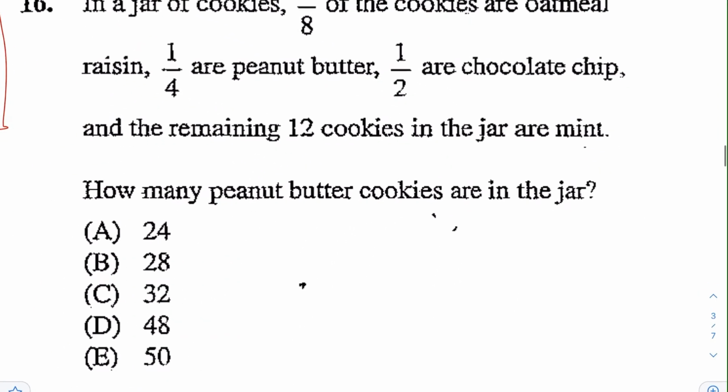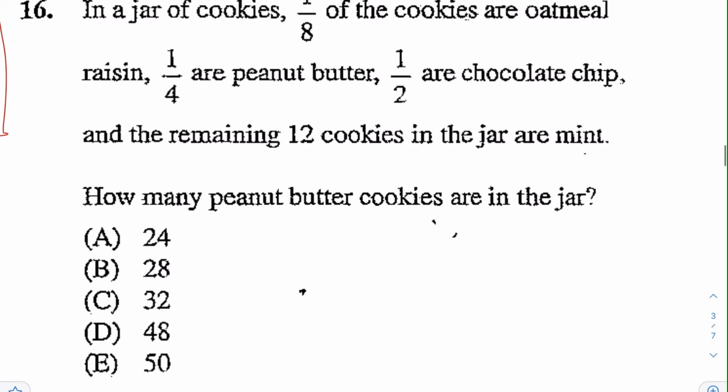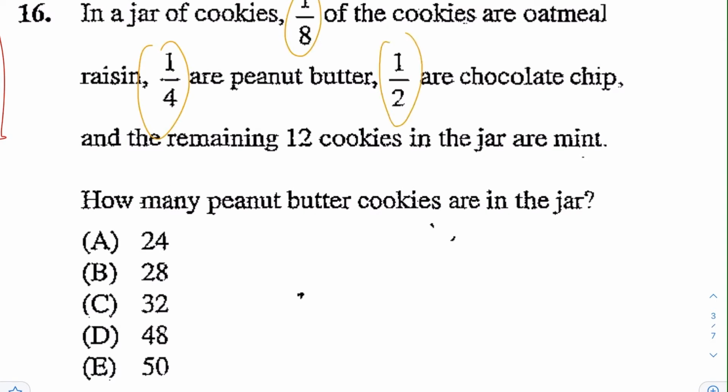All right, next for number 16. In a jar of cookies, 1/8 of the cookies are oatmeal raisin, 1/4 are peanut butter, half are chocolate chip, and the remaining 12 cookies are mint. How many peanut butter cookies are in the jar? So you have 3 parts, the 1/8, 1/4, and 1/2. And if you add these 3 fractions using the LCD of 8, where you have to rewrite 1/8 as just 1/8, 1/4 becomes 2 over 8, and 1/2 becomes 4 over 8. You add everything up, you get 7/8.